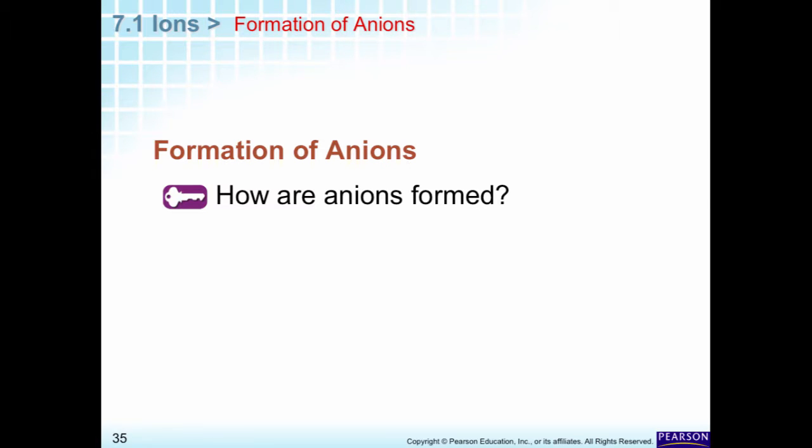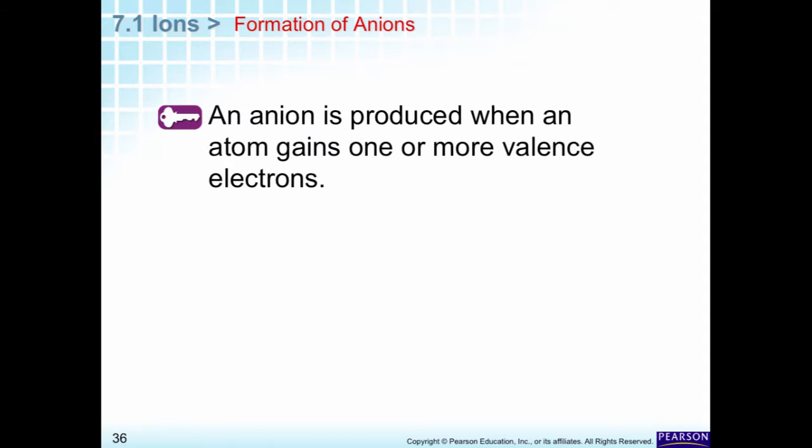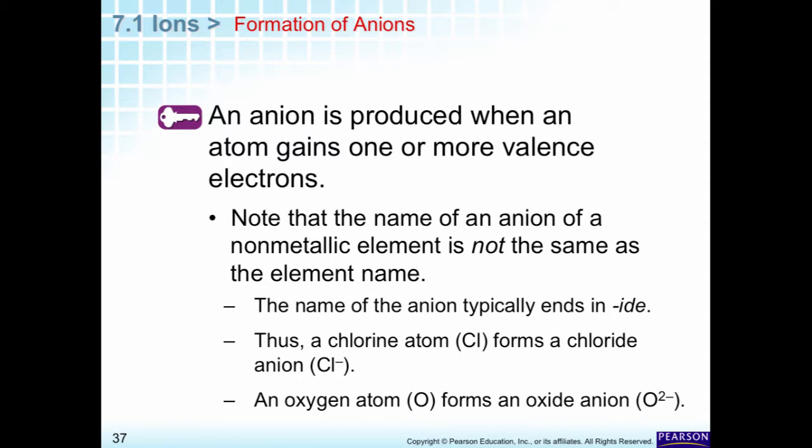So we talked about cations. Now let's talk about anions. If cations are formed by losing electrons, anions must be formed by gaining electrons. So again, gaining more valence electrons. They're a little bit greedy. They want to be like those nobles.